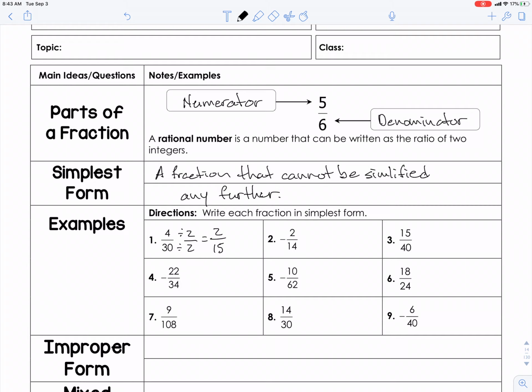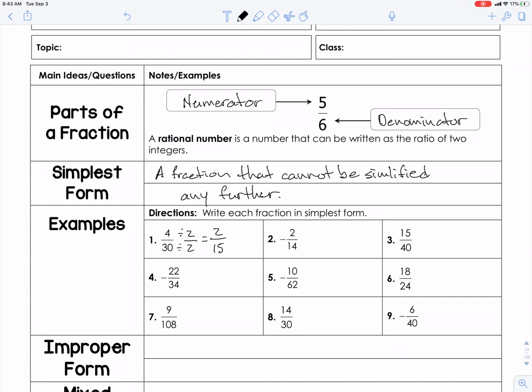Same thing with number 2. Now you might notice right off the bat there's a little negative sign out there. Well, this goes back to multiplying and dividing integers, and there's only 1 negative, so that means my answer has to be negative. Keep that in the back of your mind. So I look again. I've got a 2. What 2 numbers do I multiply to get 2? Well, it's only 1 times 2.